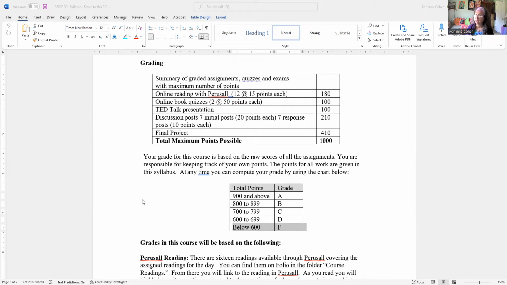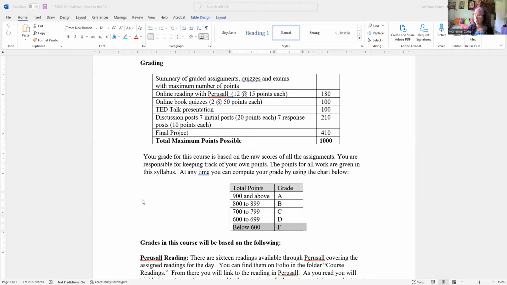And so know that your bottom 4 scores won't count. So hopefully that will help some folks out. In addition, you had 2 online book quizzes. Those were the ones on Outliers. Your TED Talk presentations. You have a total of 7 discussions with an initial and a response post. We still have one of those outstanding. I'm going to go over that in a few minutes.